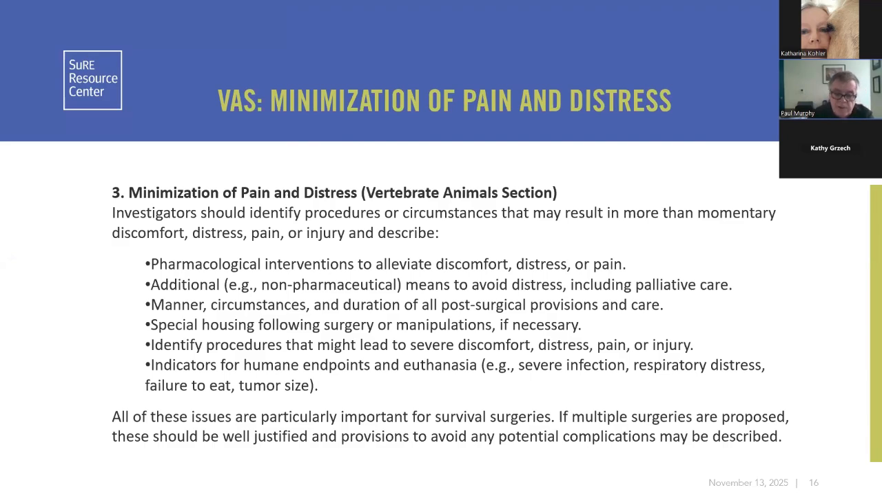Be careful to describe humane endpoints, how the study would end if an animal is in distress, special husbandry requirements, identify procedures that are modified or refined from other procedures to minimize injury as opposed to past procedures. All of these issues are very important for things like surgeries in particular. If you're going to propose more than one surgery on the same animal, you have to be well justified in doing that, right? Because you have to describe things like potential complications and adverse reactions and how you're going to mitigate those.